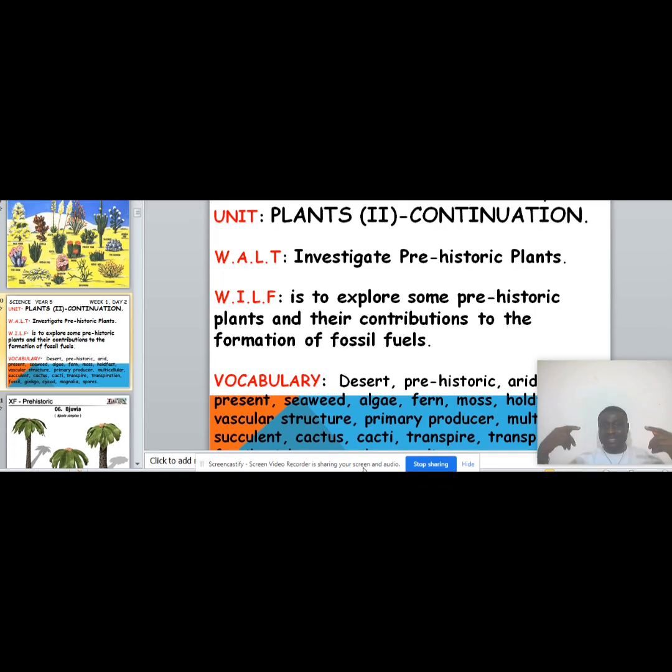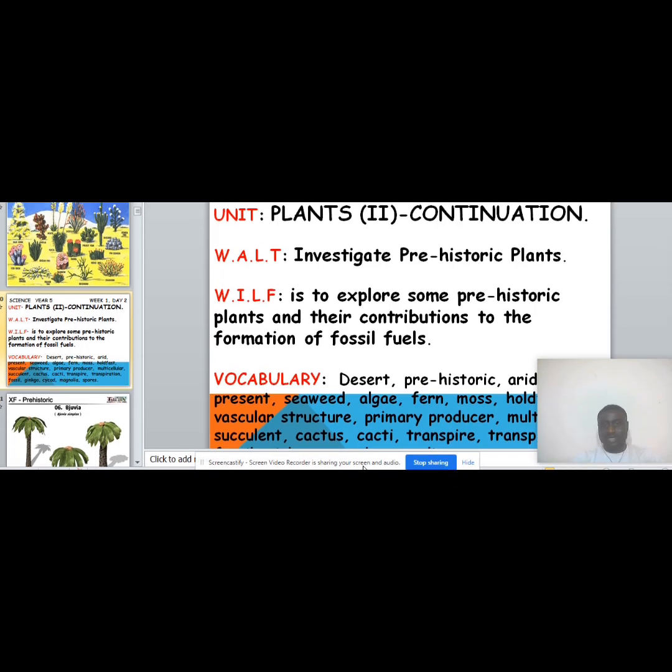These are plants that have been in existence before the kind of plants we see in our world today. So what are these prehistoric plants? I'll just quickly take you through a few of them.